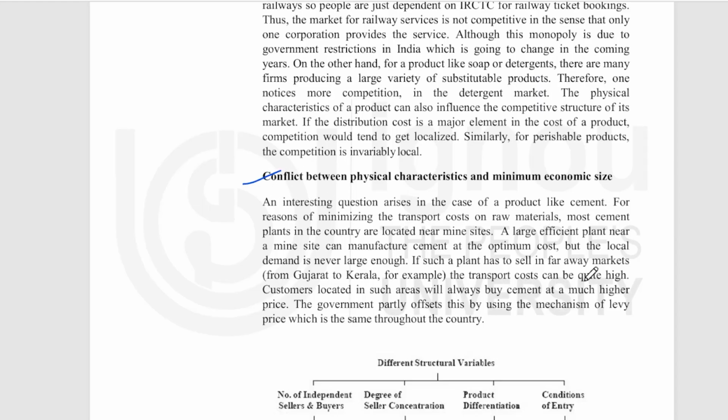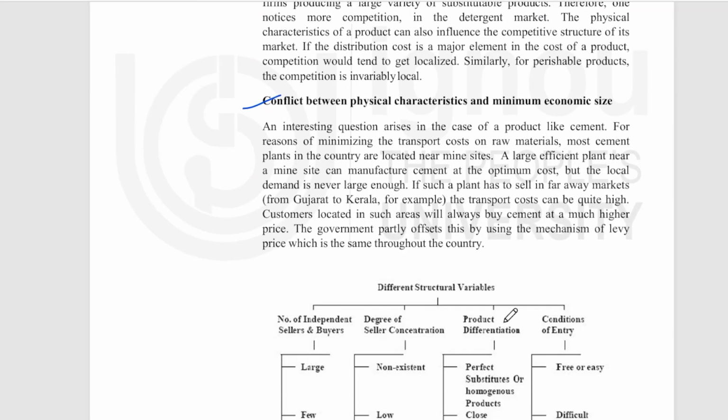And conflict between physical characteristics and minimum economic size. An interesting question arises in the case of a product like cement. For reasons of minimizing the transport cost of raw material, most cement plants in the country are located near mine sites. A large, efficient plant near a mine site can manufacture cement at an optimum cost, but the local demand is never large enough.